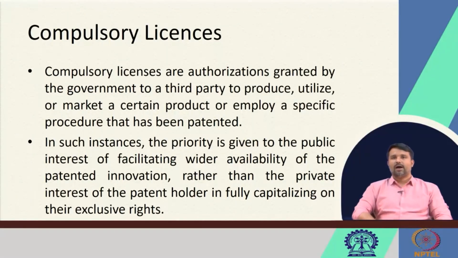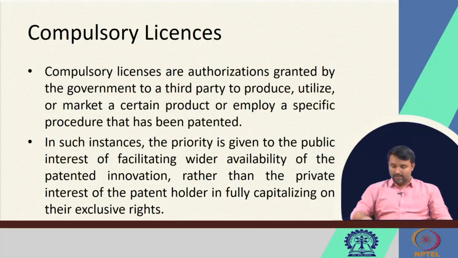Compulsory licenses are authorizations granted by the government to a third party to produce, utilize or market a certain product or employ a specific procedure that has been patented. In such instances, priority is given to the public interest of facilitating wider availability of patented innovation rather than the private interest of the patent holder in fully capitalizing on their exclusive rights. So, compulsory licenses which are granted by the government will allow a third party to produce or utilize the innovation without permission from the patentee.